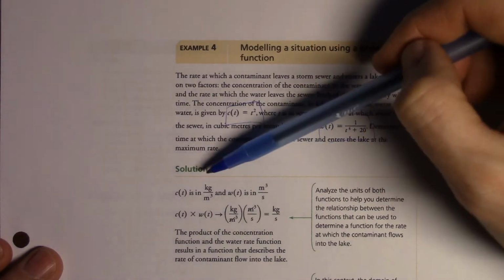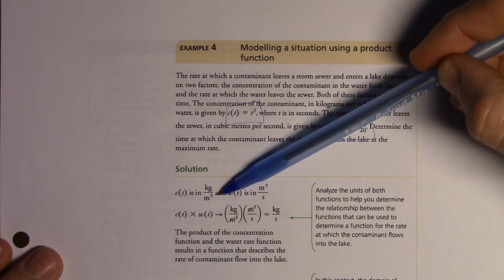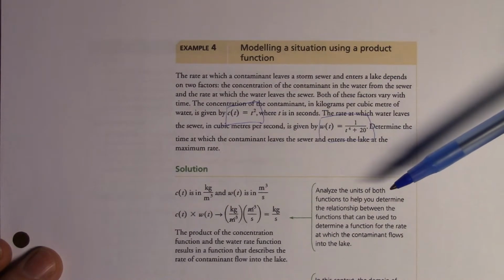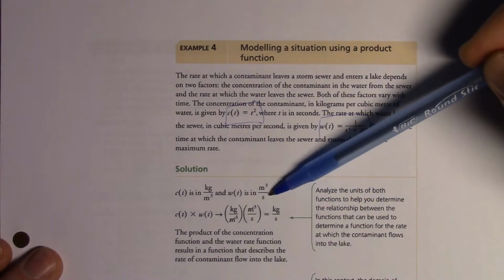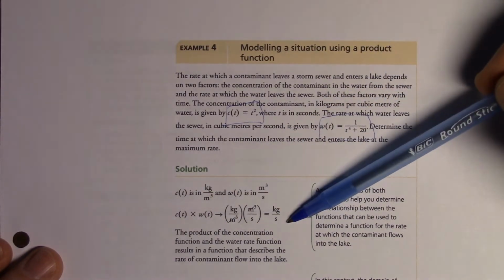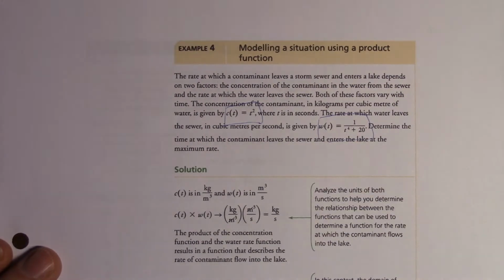So our solution: our C(t) is in kilograms per cubic meter. The first thing we need to do is convert all of our units so that we're working in the same units. This will be familiar to you if you're taking physics. You want to convert these units and make sure they're all in the same unit. So we want kilograms per second, because our other function is dealing with time in seconds.